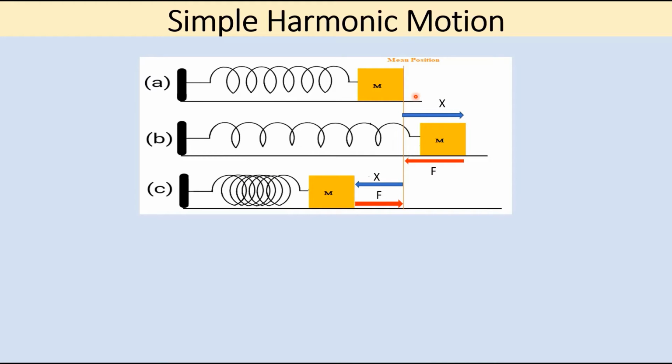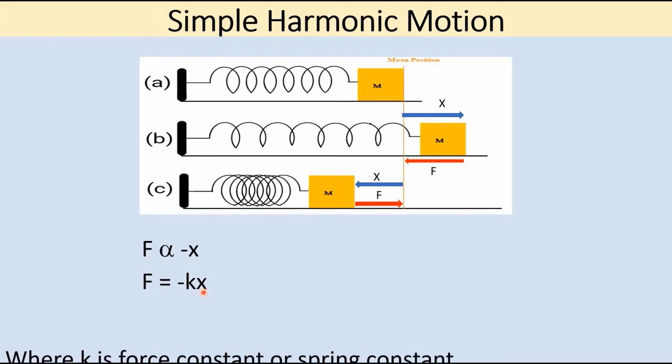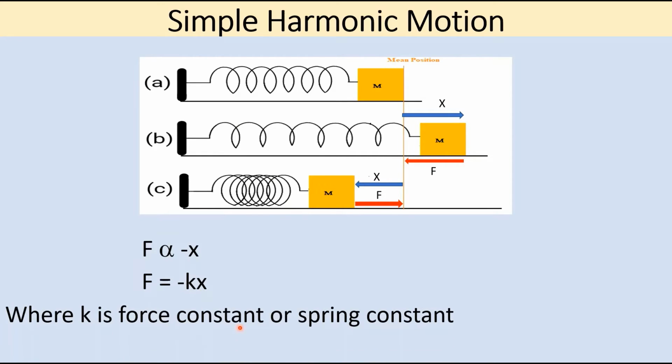Here, if the mass is displaced by the distance x, then x is always away from the mean position, and the restoring force acting on the mass will be towards the mean position. So F is towards the mean position. Therefore, F is proportional to minus x, or F is equal to minus kx, where k is called the force constant or spring constant, also called the stiffness constant.